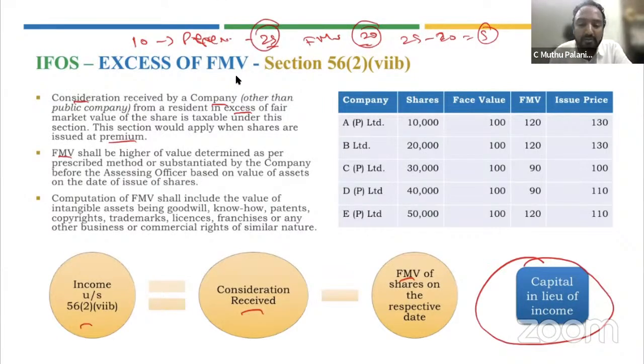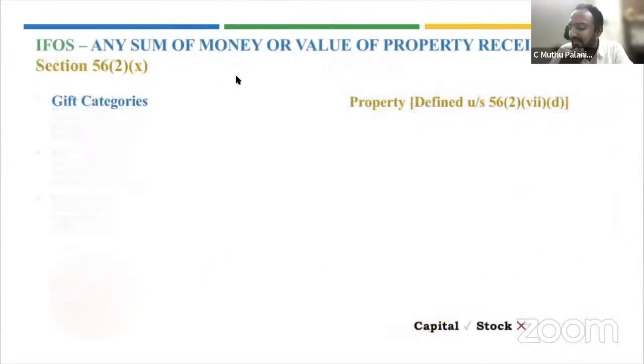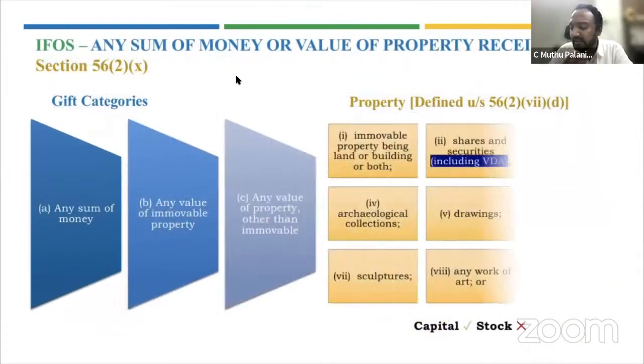So this example also will be given. For example, B Limited is not a private limited, so it is not applicable. In other cases, it is applicable. And this is what it is about, right? So these are all the examples that we have discussed. You can always go through and see how exactly it is calculated. So excess of fair market value.